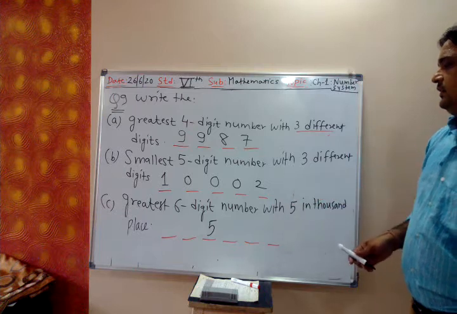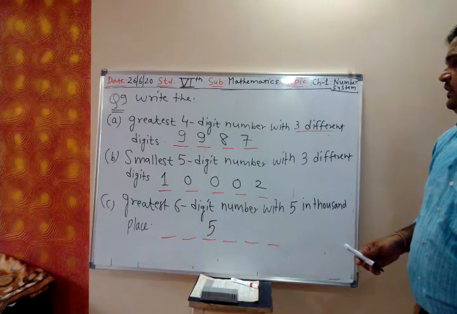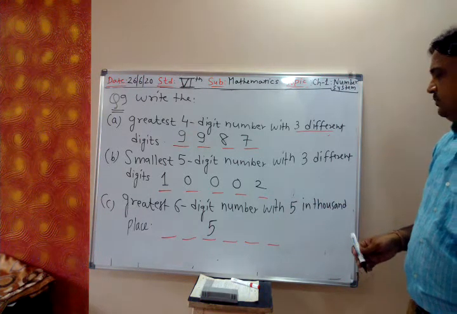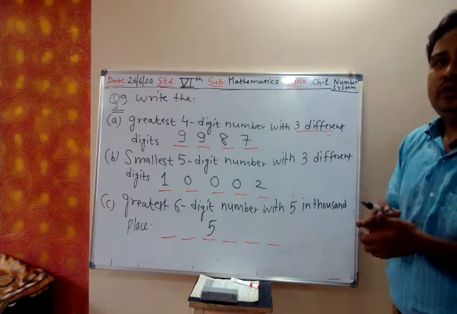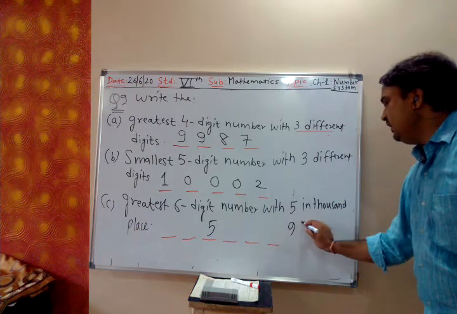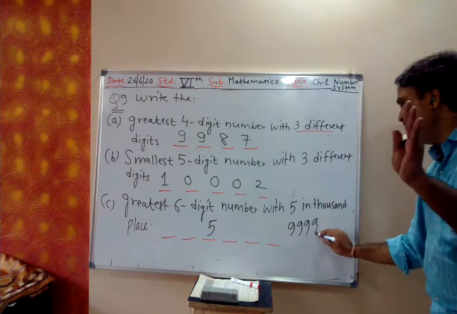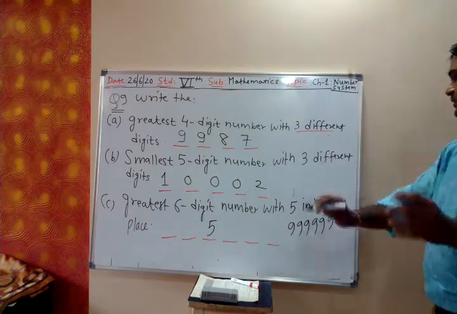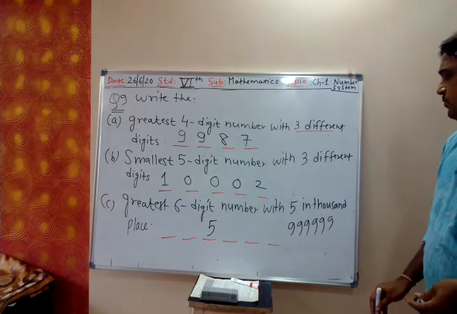Greatest 6-digit number with 5 in 1000 place. So now you tell me, what is the greatest 6-digit number? 9, 9, 9, 9, 9, 9. This is the greatest 6-digit number.